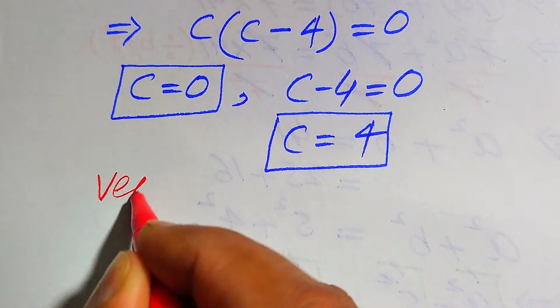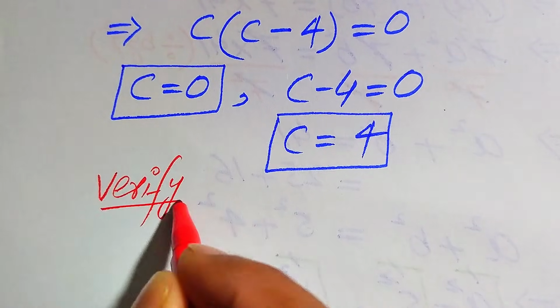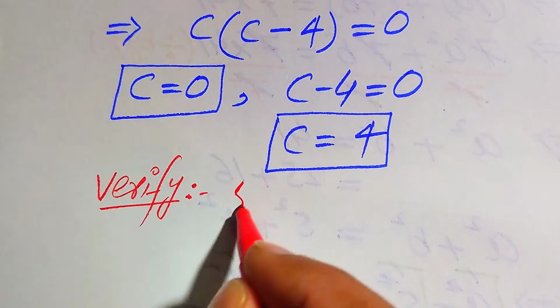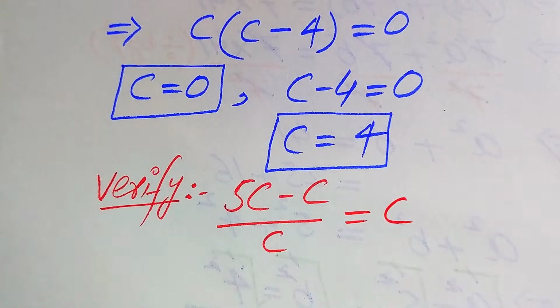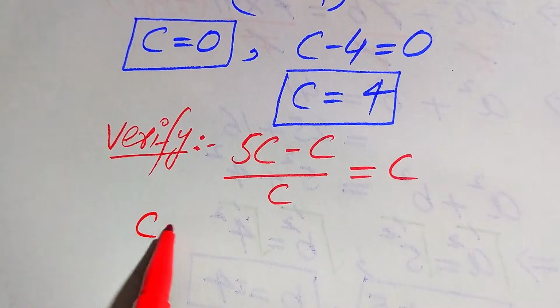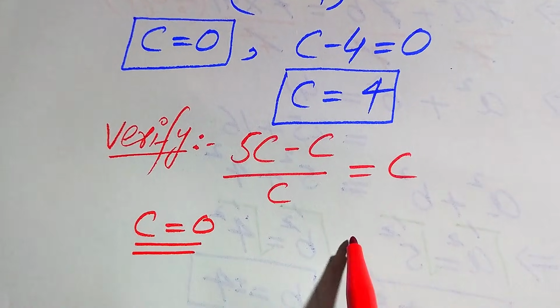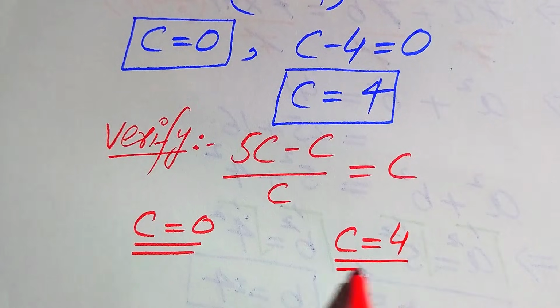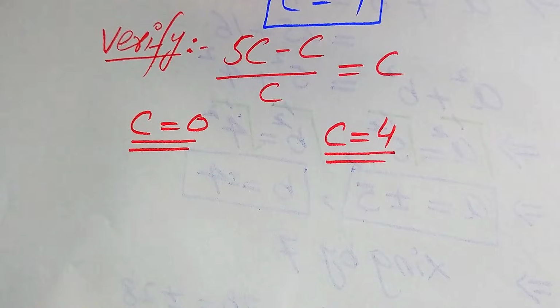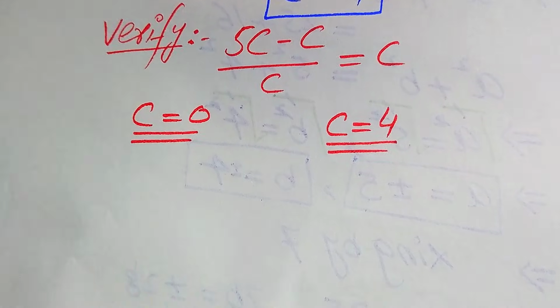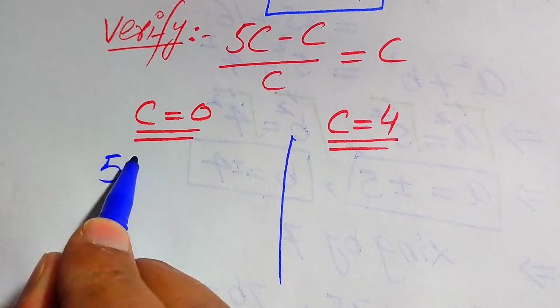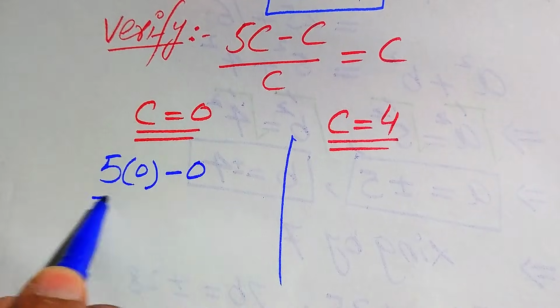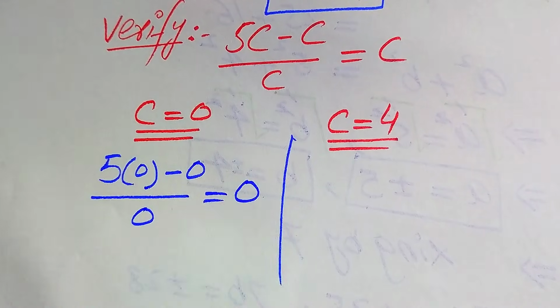In the next step we need to verify whether these roots are solutions or extraneous roots. For verification we copy down the given question statement here: 5c minus c divided by c is equal to c. On this side we verify c equals to 0, and on this side we verify c is equal to 4. First we put c equals to 0 on both sides of the above equation, so it becomes 5 times 0 minus 0 divided by 0 equals to 0.